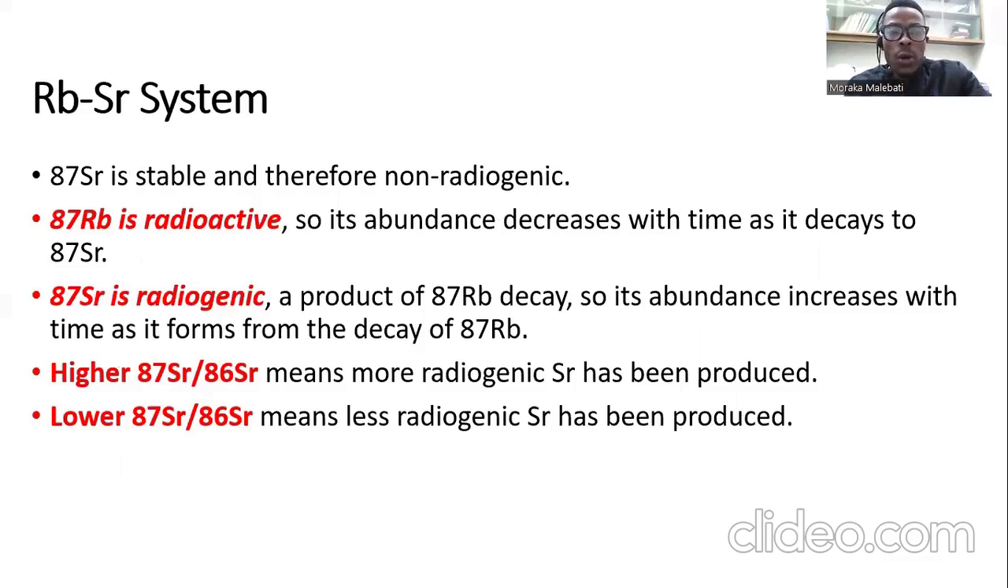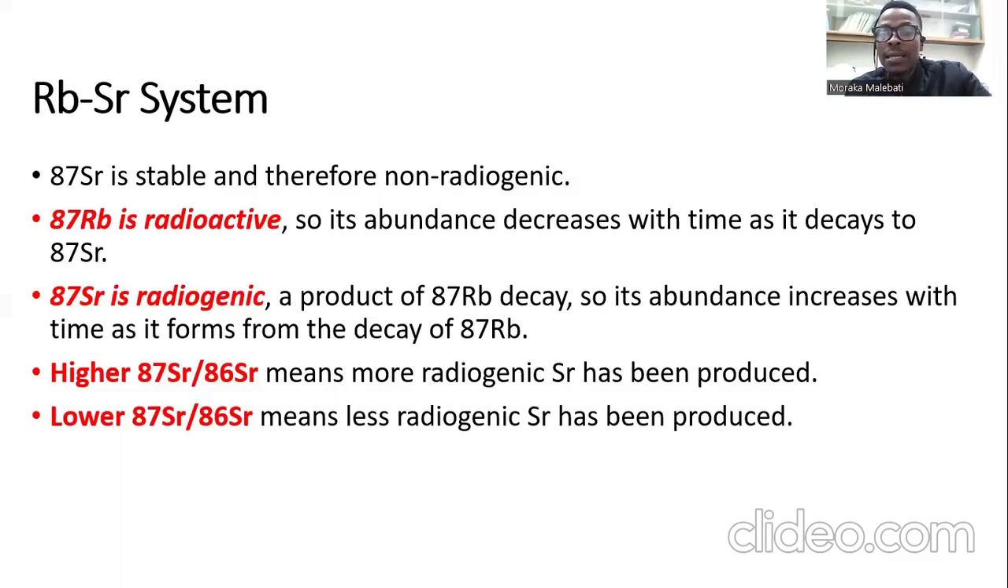Okay, so strontium-86 is stable and therefore non-radiogenic. When we say something is non-radiogenic, we mean it does not decay. Okay, it does not give us the daughter. But rubidium-87 is radioactive. It means it decays. So its abundance decreases with time as it decays to strontium-87.